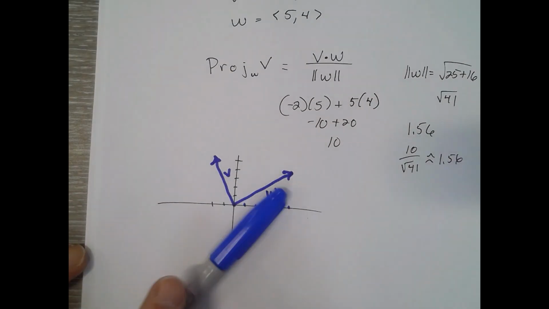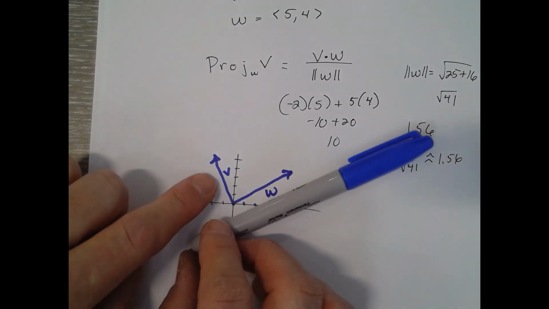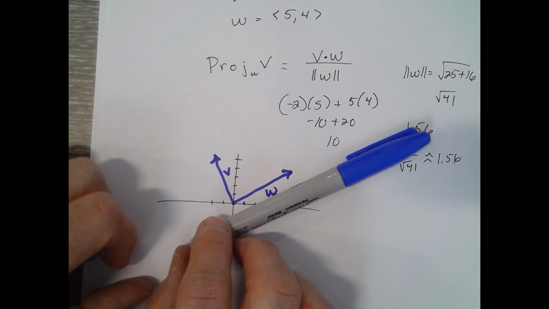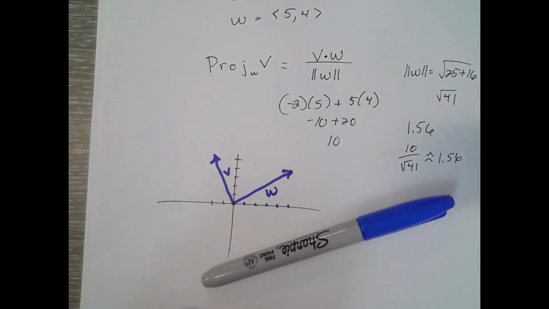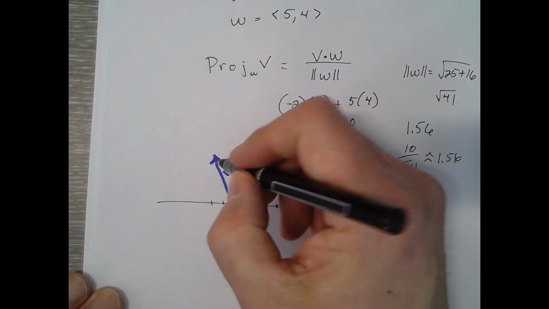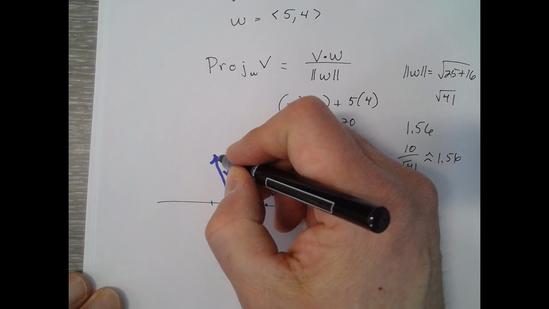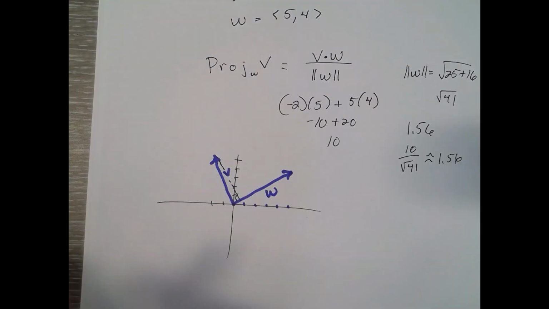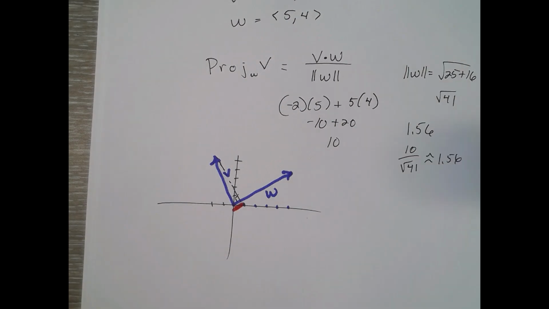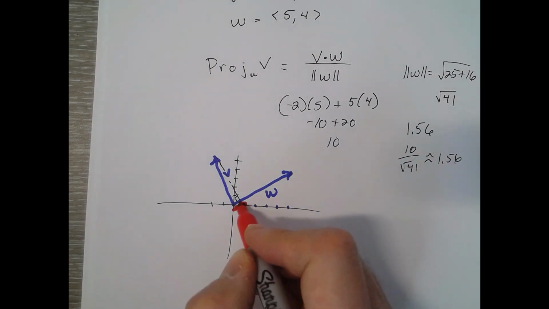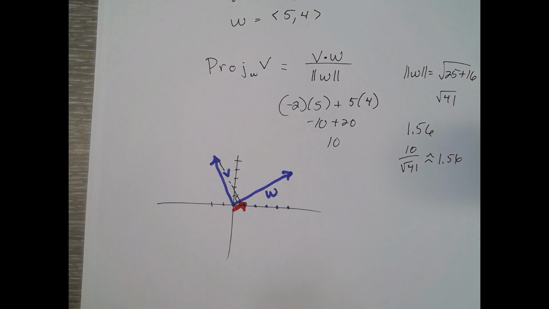Like if this was an airplane and this was the wind, is the wind helping us? It's not helping us a lot. Why only a little bit? Because if I drop down a perpendicular right here, this is how much of V is contributing to W. This much. So it's as if there was a 1.56 mile per hour wind in the same direction as W. That's how much it's contributing.